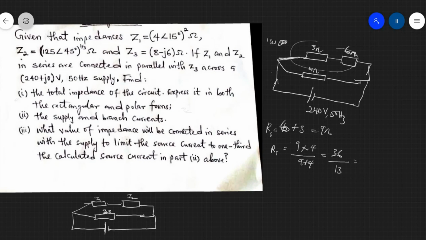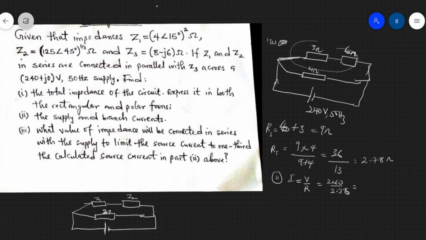Then the second one, the supply and branch current. First of all, I need to compute this. So we're asked to find the supply current. If this question was to ask the same thing, the supply current I equals, from Ohm's law, V over R, which is my voltage 240 over my resistance, 2.78 ohm.